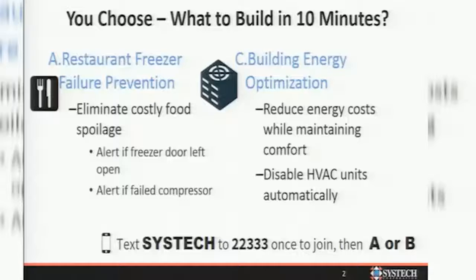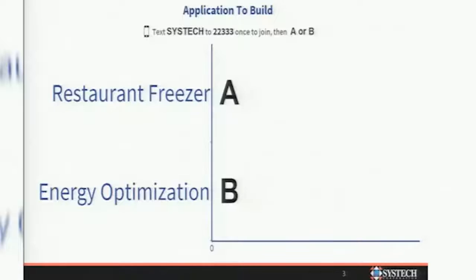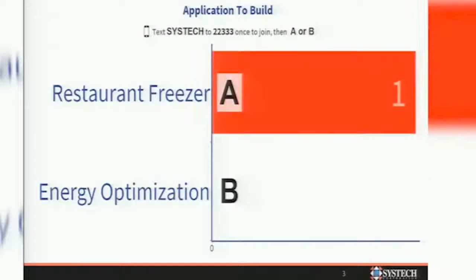You're going to send two text messages. The first one's simply going to be the word Systech, S-Y-S-T-E-C-H. You're going to wait for a response, and then you're going to vote A or B. A for the restaurant application, B for the energy optimization application. So go ahead and pull out your phones, text the message of Systech to 22333. And we're going to get your results dynamically right here on the screen. So keep on voting. Remember the voting for A for the restaurant freezer prevention application, and then the energy optimization is B.